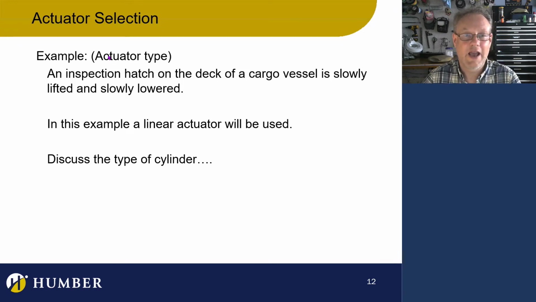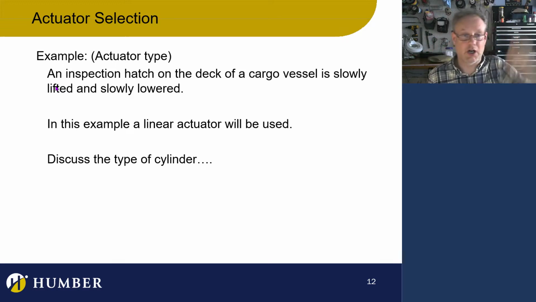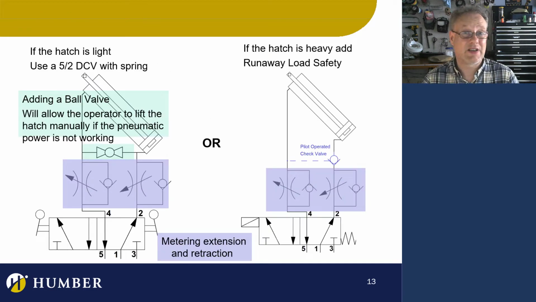Okay, here we go. Example, actuator type. Okay, what kind of actuator? An inspection hatch on the deck of a cargo vessel is slowly lifted and slowly lowered. Okay, so I definitely need some metering in there for sure. Okay, what am I going to use? Well, I have to think about safety, right? So I'm going to put some metering in both directions for sure. I got metering in both directions.